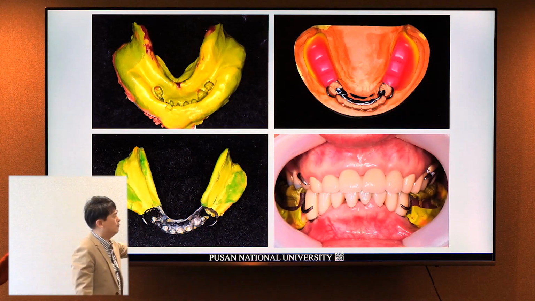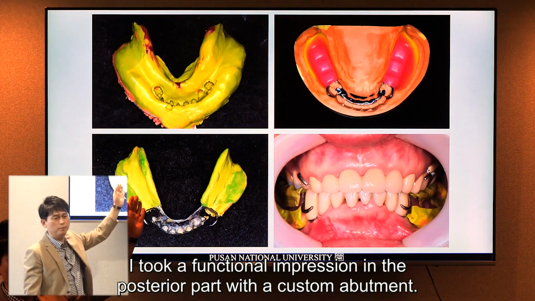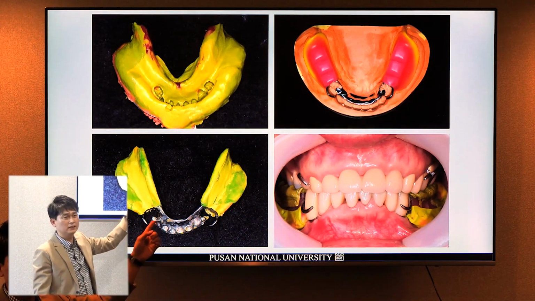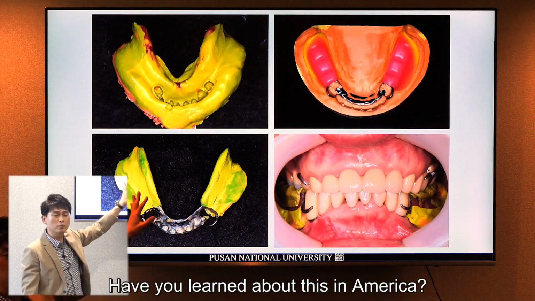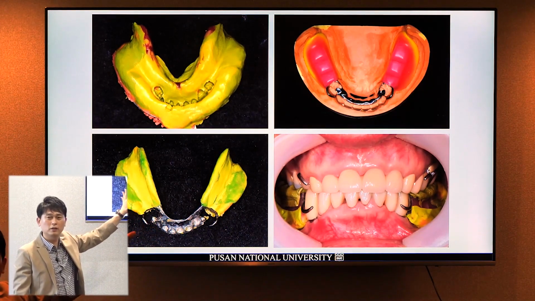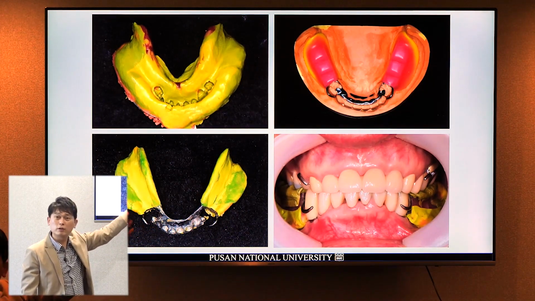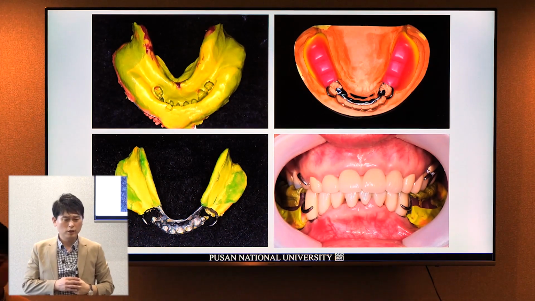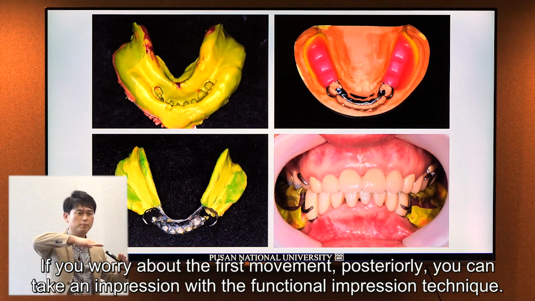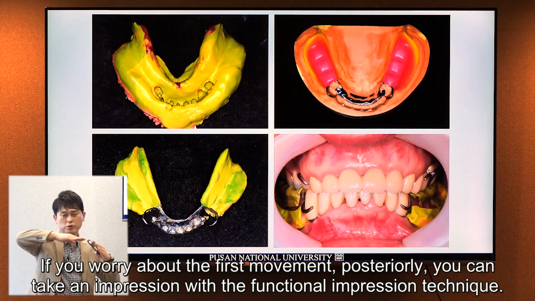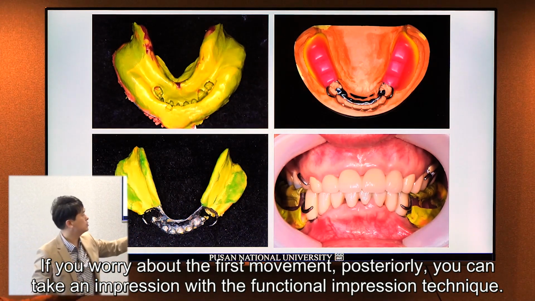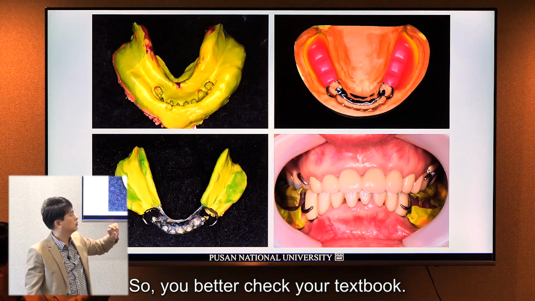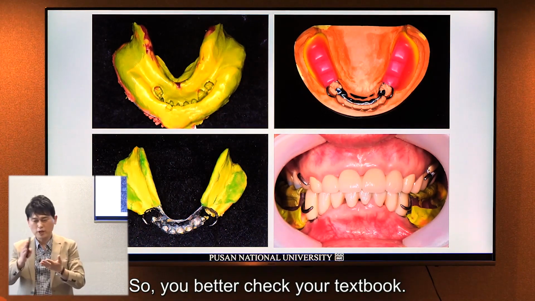And then I took the functional impression in the posterior part with the custom abutment. Have you learned about this in America? If you worry about the burst movement posteriorly, you can take the impression with the functional impression technique. You should check your textbook, right?